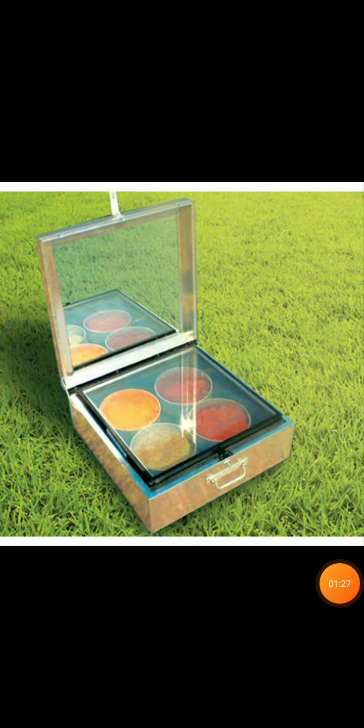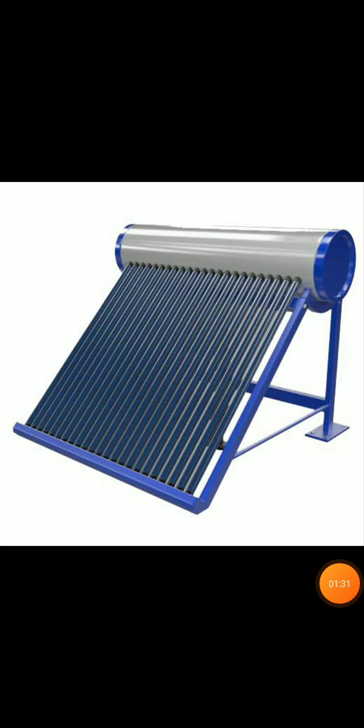So let us see some of the applications of solar energy. So the first application is solar cooker, then it is solar water heater and solar cells. These all are the applications of solar energy.